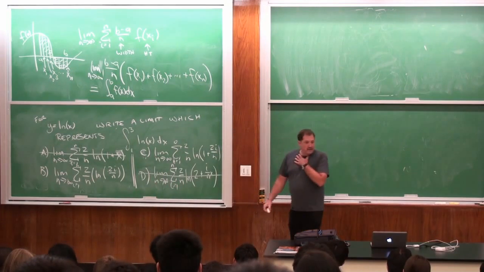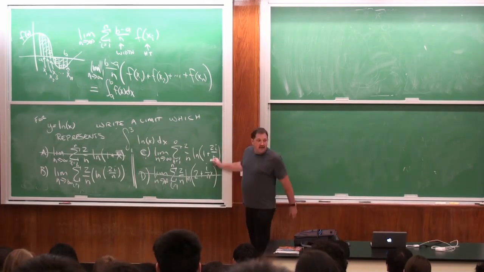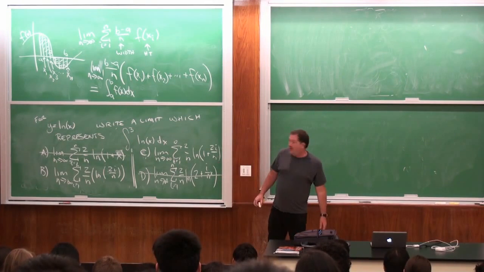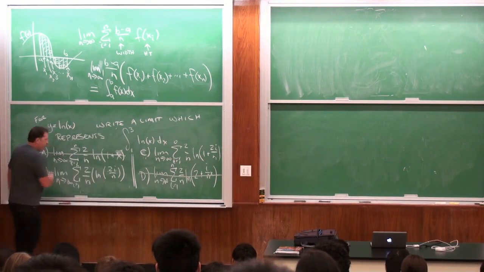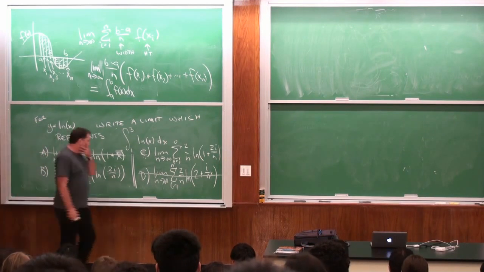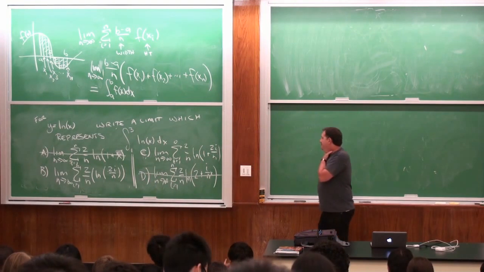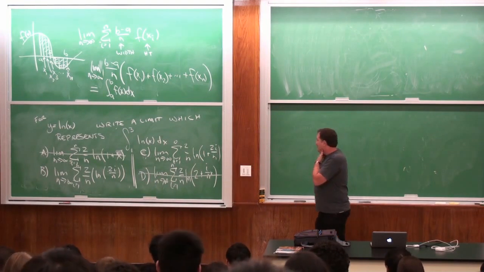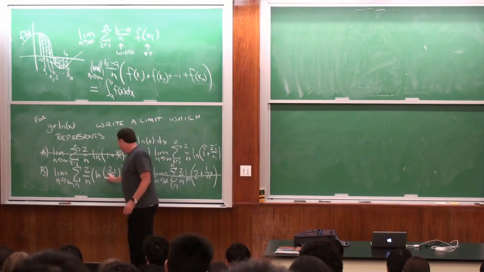35% of people think it's B, and the rest think it's 51%. So about half of you think this is the answer, and about a third of you think this is the answer, and the rest like A and D. So let's do this problem. These two are very similar, except this one has a 1 here, and this one doesn't.